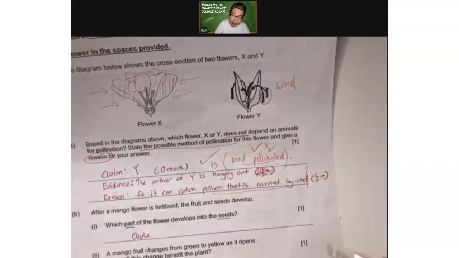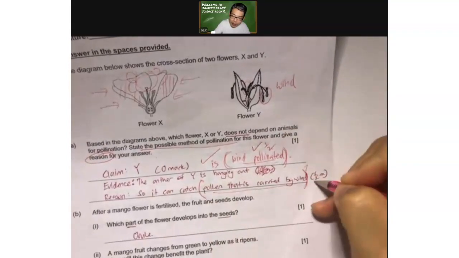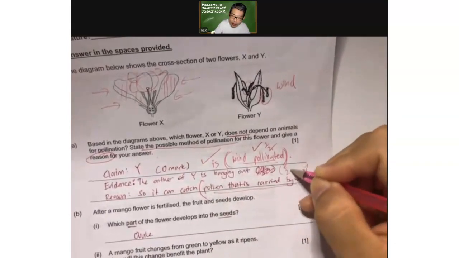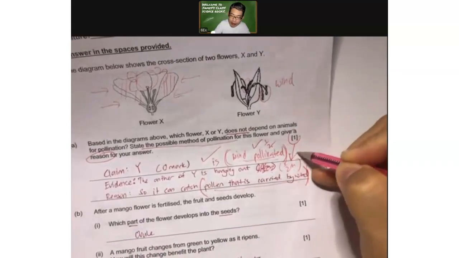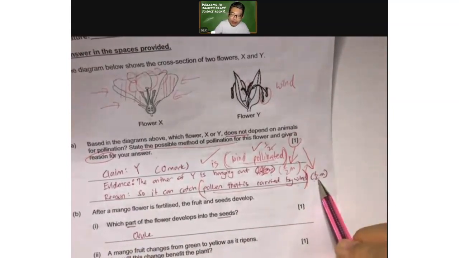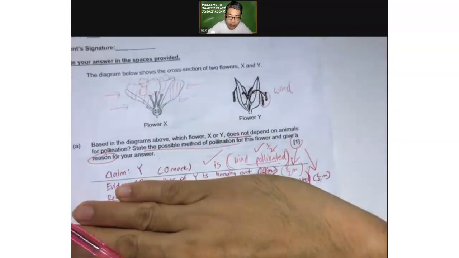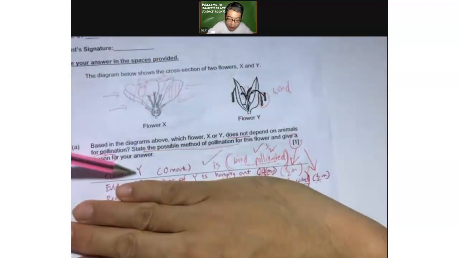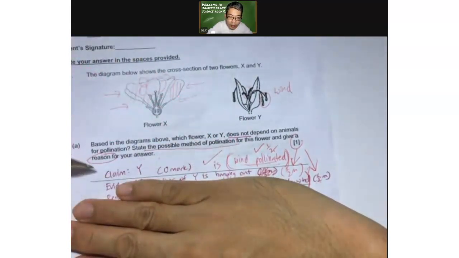So how do you get your full 1 mark? You either get a half mark here for wind pollination, or pollen carried by wind, half mark here. These two half marks are the same half mark. And this half mark here is for the evidence that you have given. The 1 mark, you got it by giving the evidence and the reason. Now, if you only state things like this, oh, it's Y, it's wind pollinated, that means you're only answering which flower does not depend on animals. You are also answering possible method of pollination. But there was no explanation.